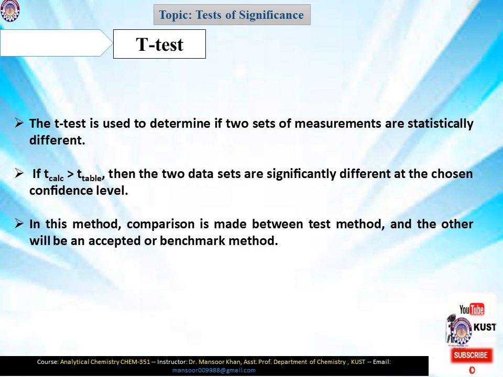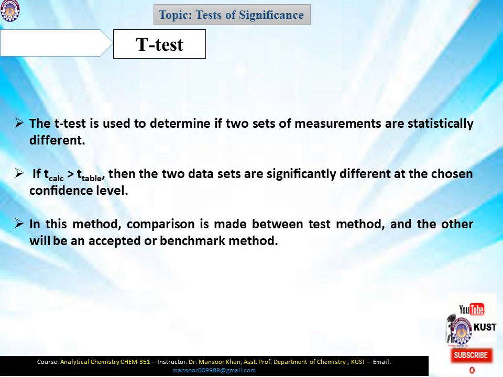In the t-test, we determine if the two sets of measurements are statistically different from each other or not. Same as in the F-test, if t calculated is greater than t tabulated, then the two sets are significantly different at the chosen confidence limit, and your method will be non-significant. Your method will be rejected. If t calculated is less than t tabulated, then there is no significant difference between the two methods, so your method will be accepted, exactly like in the F-test.